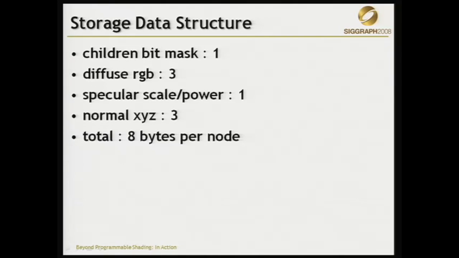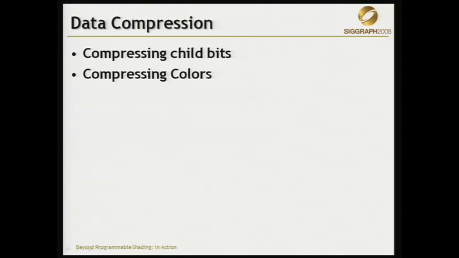So for the storage data structure, the child pointers are now a simple bit mask, where the ordering of the nodes is assumed by the compression and the decompression functions. So it's kind of like an arithmetic compressor in that sense. So how do you compress the gigs or possibly terabytes of data down into something a little bit more manageable?